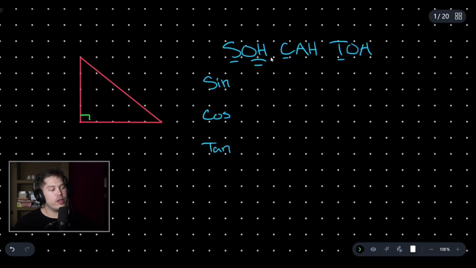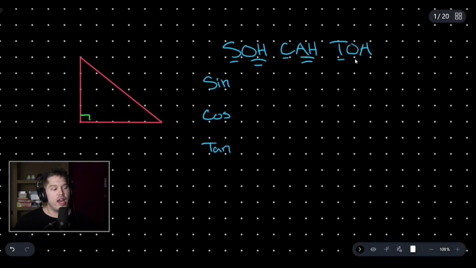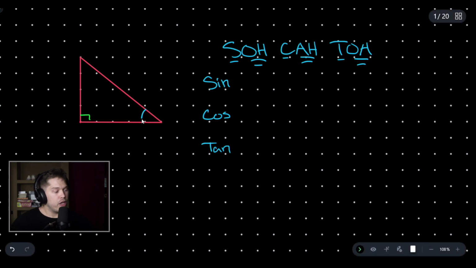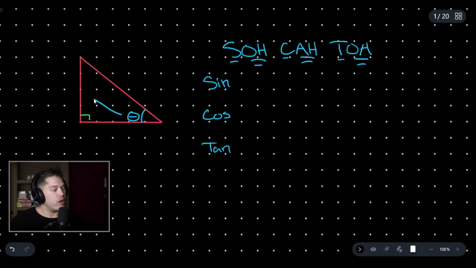Now you may be asking, okay, what does the rest of the word stand for? What's the OH, the AH, and the OA? Well, whenever you're using SOHCAHTOA, you look at your triangle from a given angle. We'll call it theta. The side across from theta is your opposite side. The side next to theta is your adjacent side, and the side opposite your right angle is your hypotenuse.